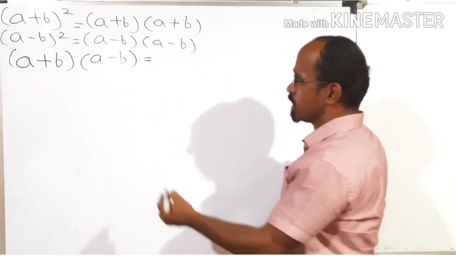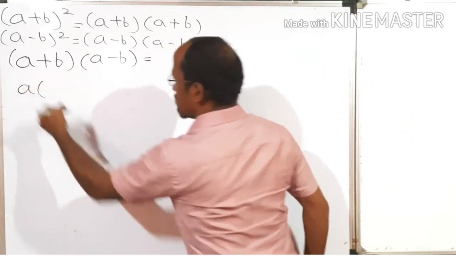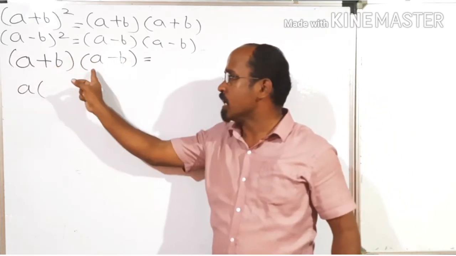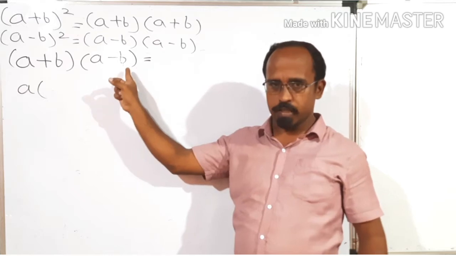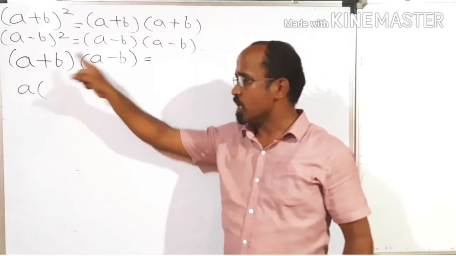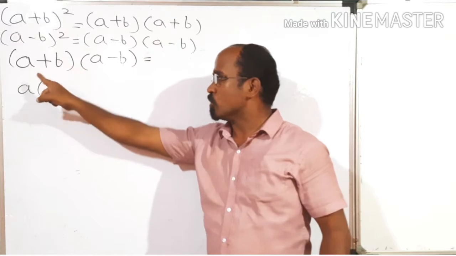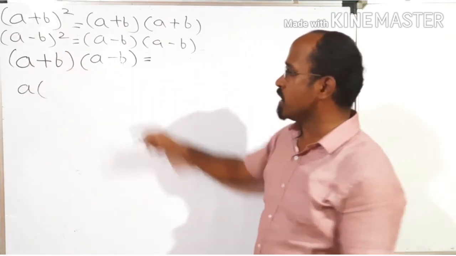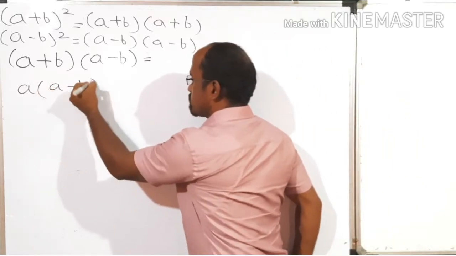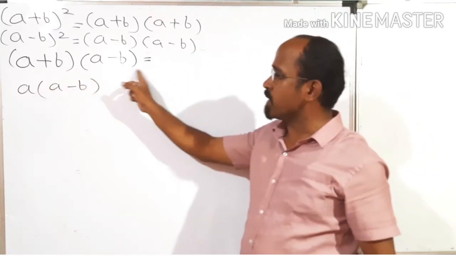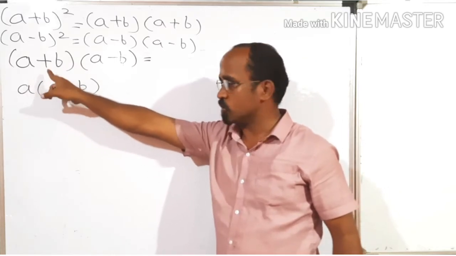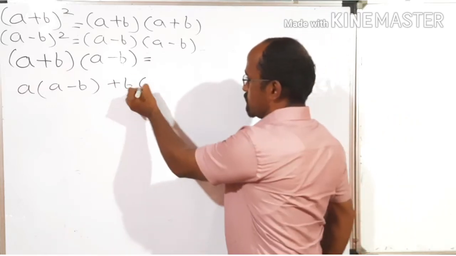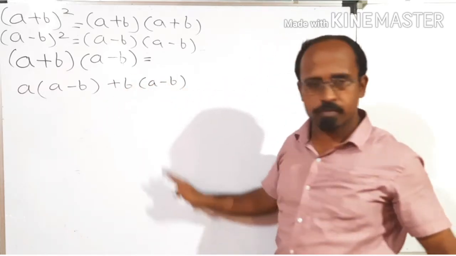(a plus b) into (a minus b) is equals to, we know how to multiply a bracket. Multiplying two brackets means multiplying each and every term in the second bracket, means multiplying the second bracket by each and every term in the first bracket. So we will multiply this second bracket by the first term, that is a. So a multiplied by (a minus b), right? Now we will multiply the second bracket by the second term in the first bracket. So the second term is plus b multiplied by (a minus b). Clear, friends?